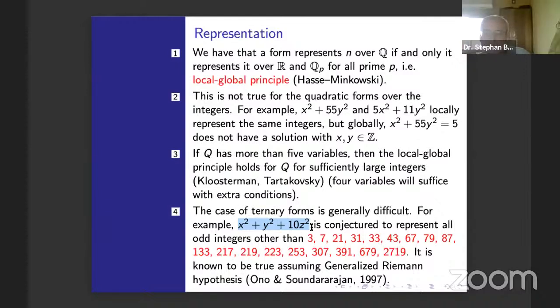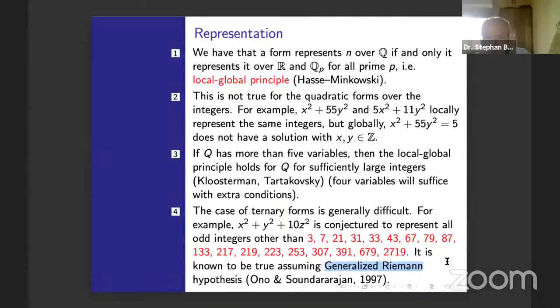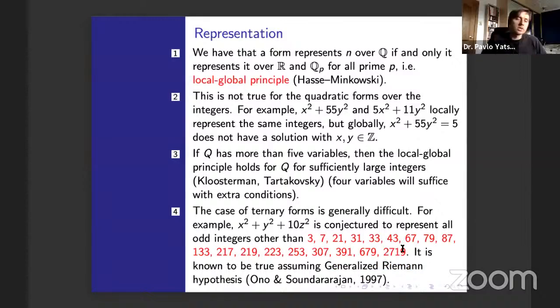And so Ono and Sundararajan proved it, but it's quite a difficult proof. It assumes the generalized Riemann hypothesis. And this number 2719 was found later. He just missed it by computation. So he didn't conjecture it. He stated it, and I think later it got conjectured that it should be the case.